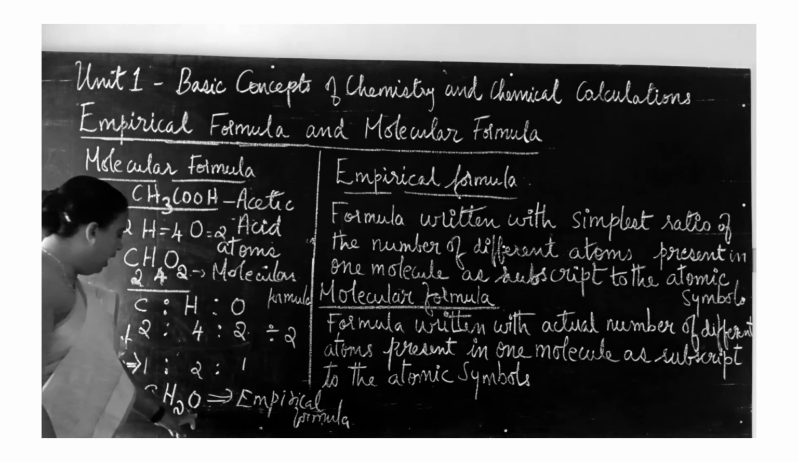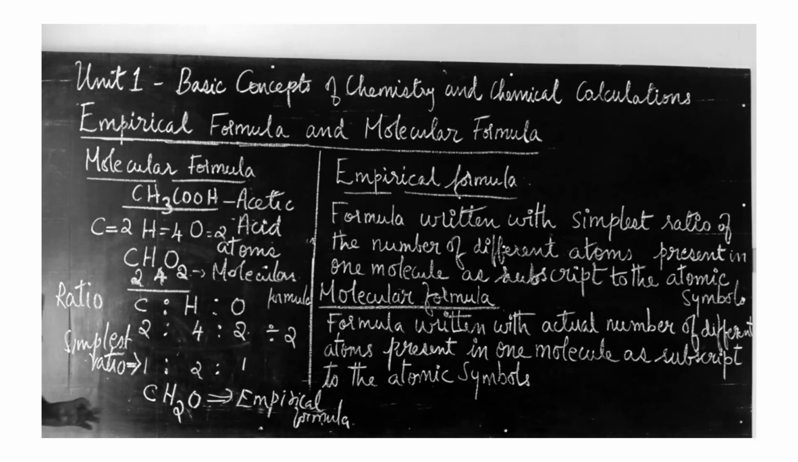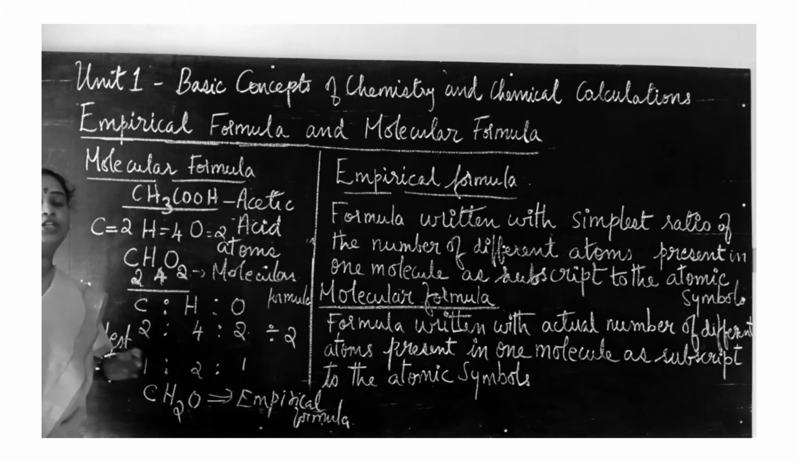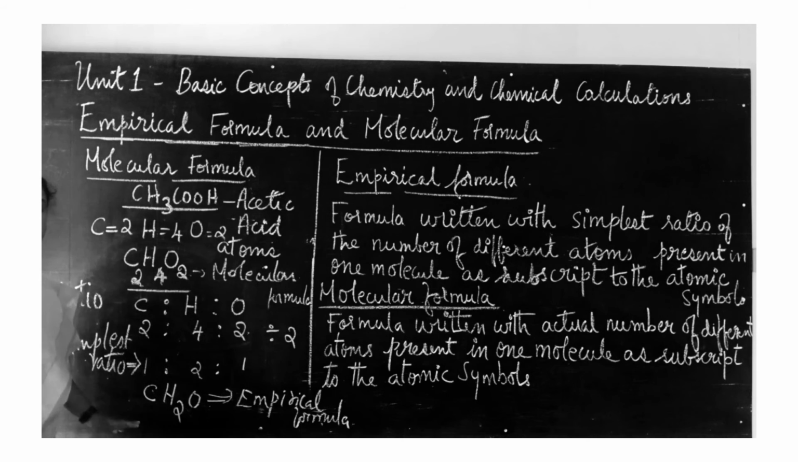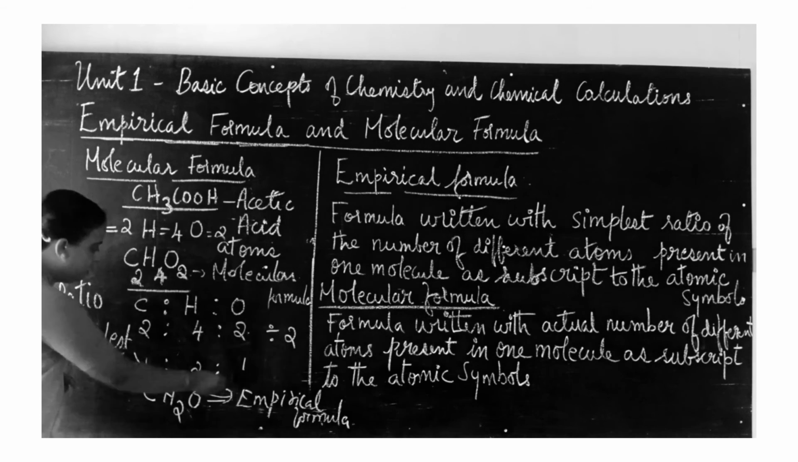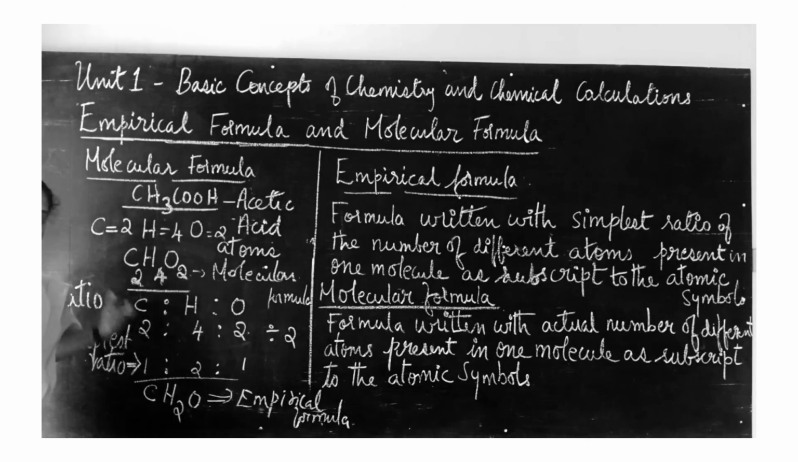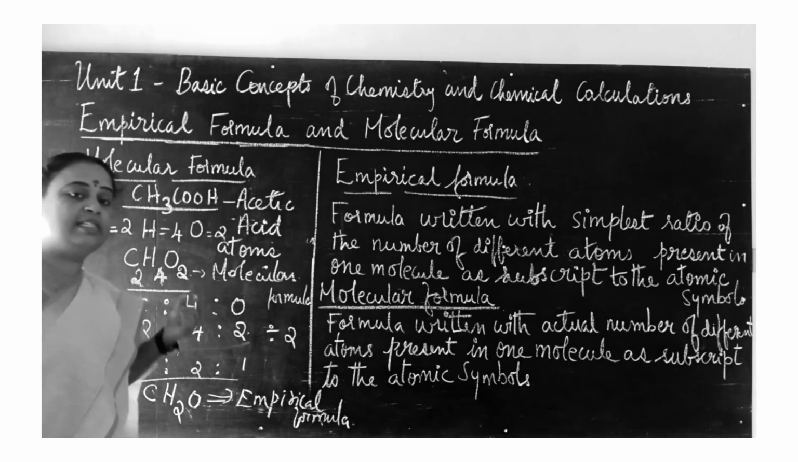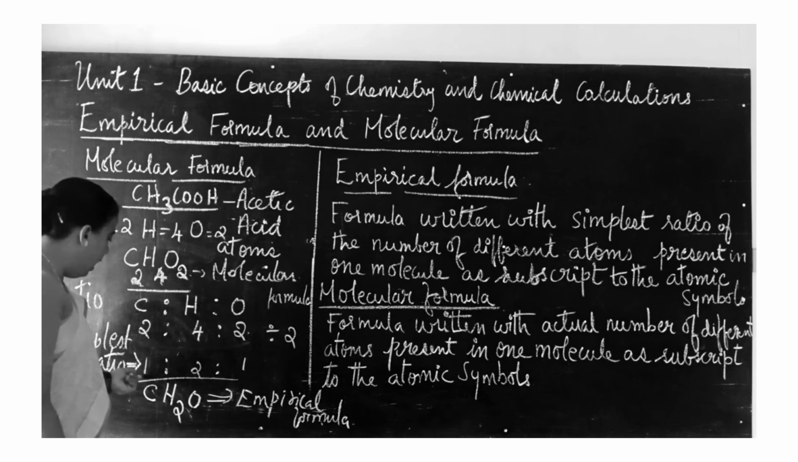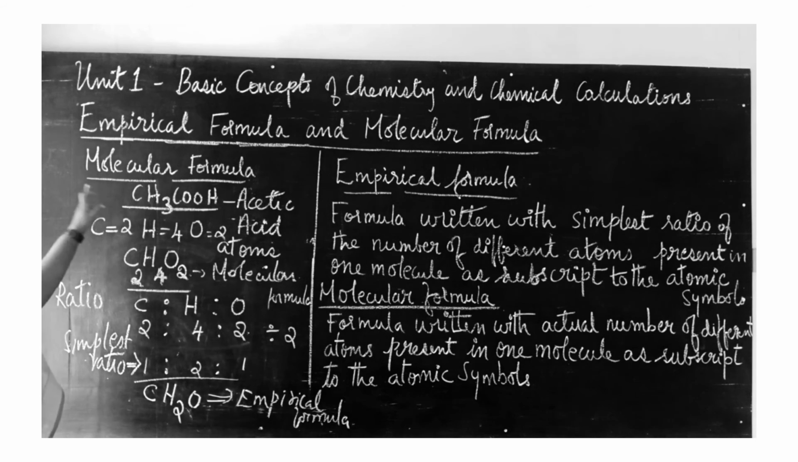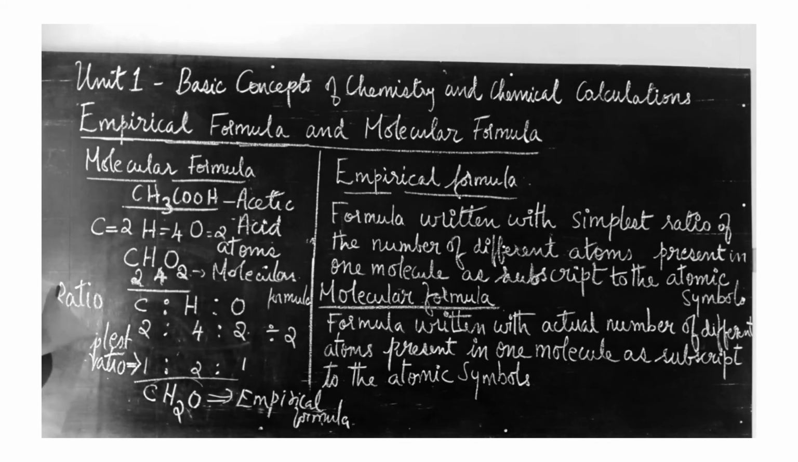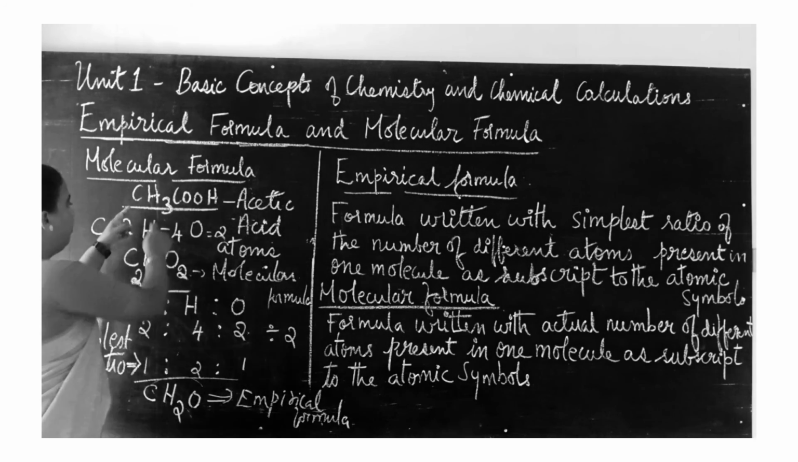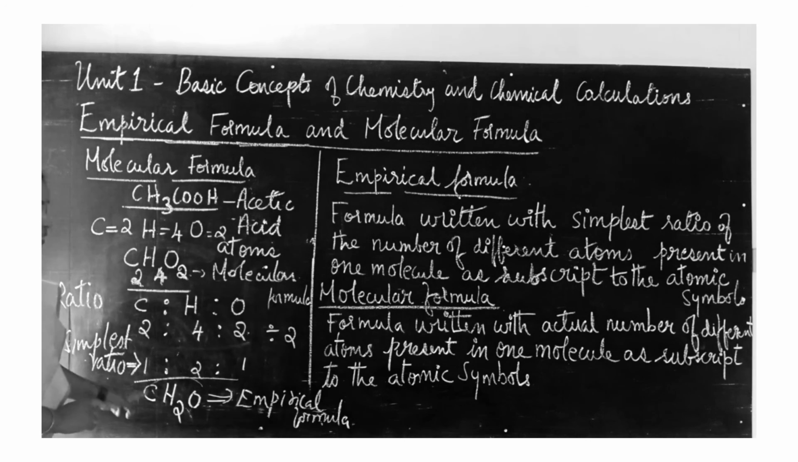The empirical formula is a formula written in the simplest ratio, 1:2:1, of the number of different atoms present in one molecule of the substance as subscript to the atomic symbol. So, what is the empirical formula for CH3COOH? It is CH2O.